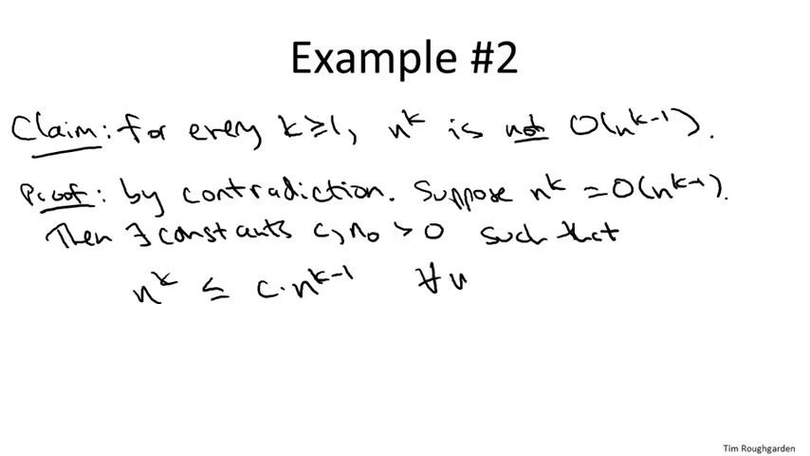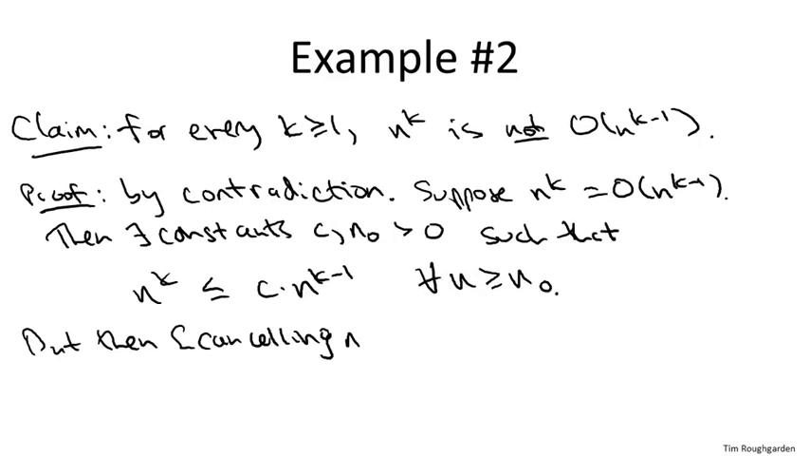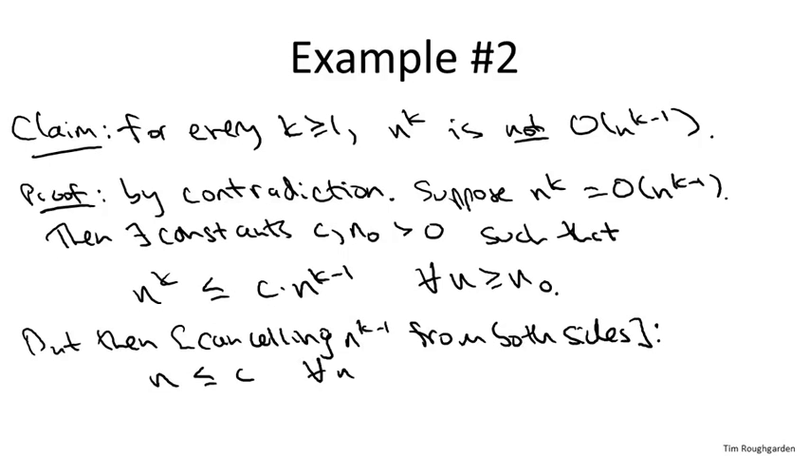So from this, we need to derive something which is patently false. That will complete the proof. And the easiest way to do that is to cancel n^(k-1) from both sides of this inequality. And remember, since n is at least 1 and k is at least 1, it's legitimate to cancel this n^(k-1) from both sides. And when we do that, we get the assertion that n is at most some constant c for all n at least n naught. And this now is a patently false statement. It is not the case that all positive integers are bounded above by a constant c. In particular, c plus 1, or the integer right above that, is not bigger than c.